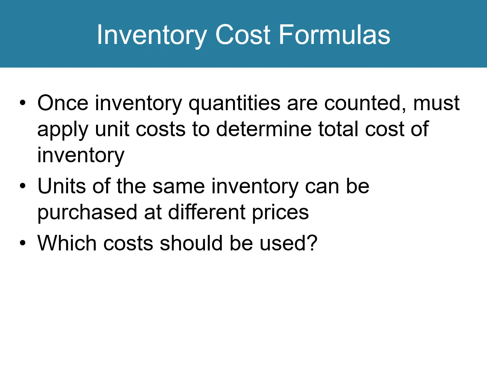Inventory cost formulas. Once inventory quantities are counted, companies must apply unit costs to determine the total cost of inventory. Units of the same inventory can be purchased at different prices. Is that true, guys? So for example, think about Superstore. If they bought, say, Campbell's soup 3 weeks ago, and then they order the same today, is it going to be at the same price? It can and it cannot be. So if it is different, which cost should they use? Normally they use today's price.